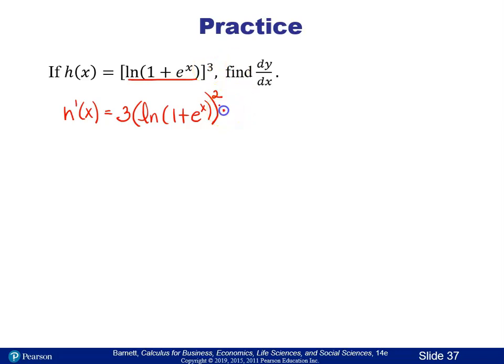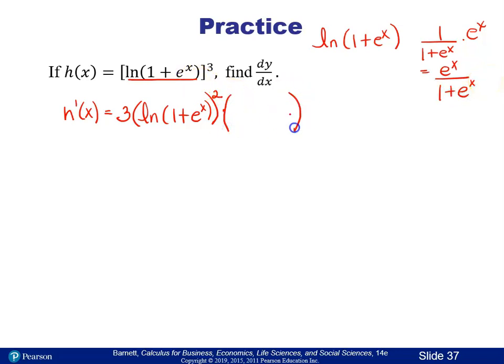And then I'm going to have to take the derivative of this inside part. So I'm going to come over to the side just to think about this for a minute. If this is my function that I've got to take the derivative of, that derivative is going to be 1 over this, so 1 over that, times the derivative of this, which is e to the x. So it's going to be e to the x over 1 plus e to the x. So that's what's got to go here.